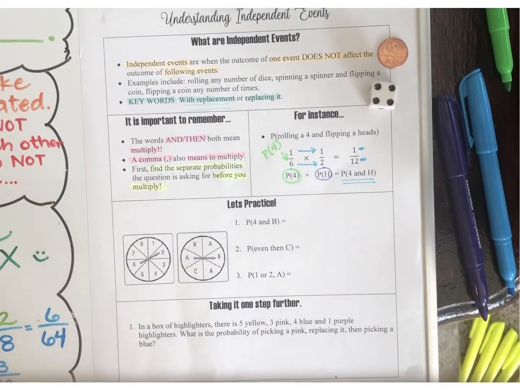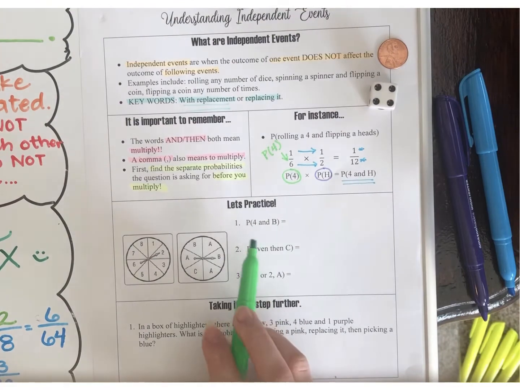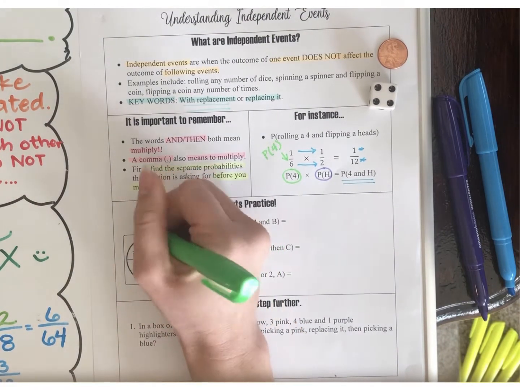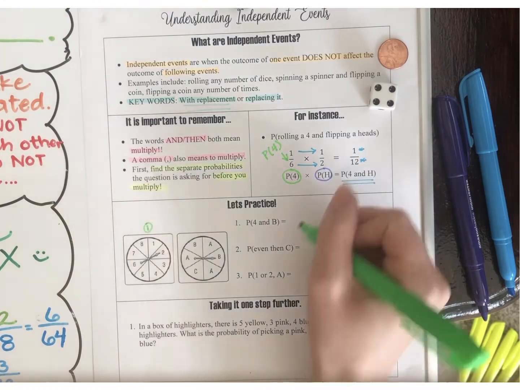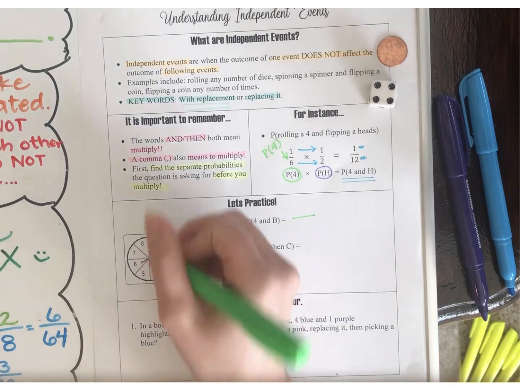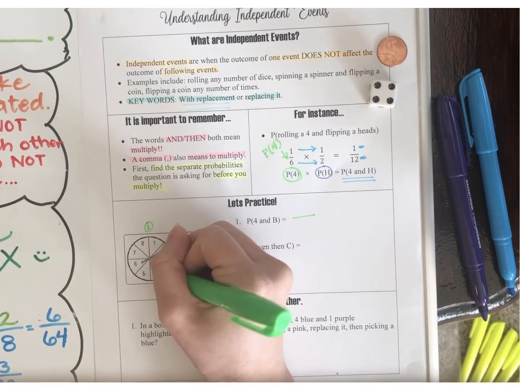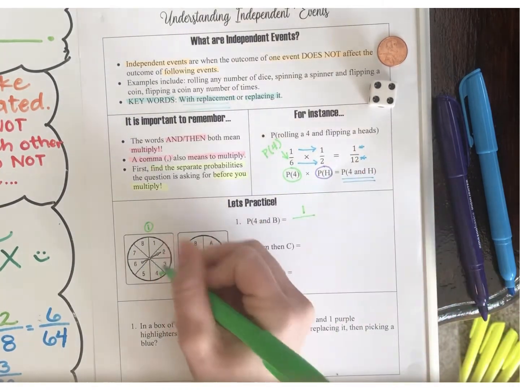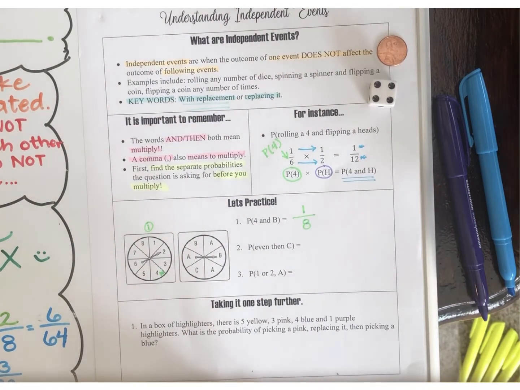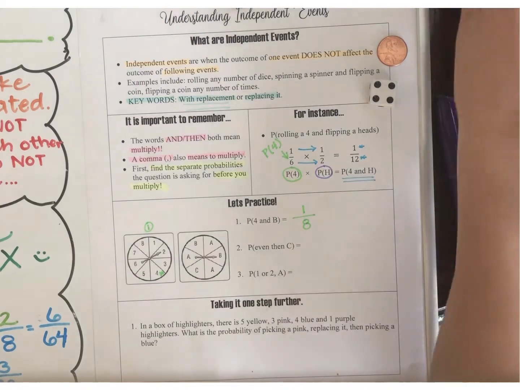In our practice section, I've posted 2 spinners, and we're going to look at number 1 together. So we're looking for the probability of a 4 and B. So this is the first spinner we're going to look at. We need to find the probability of getting a 4. Looking at this spinner, there is only 1 four out of a total of 8 sections. So our probability of a 4 is 1 out of 8.